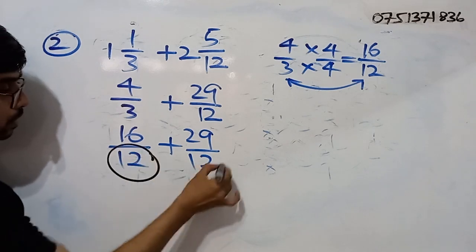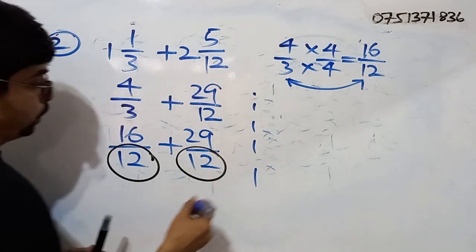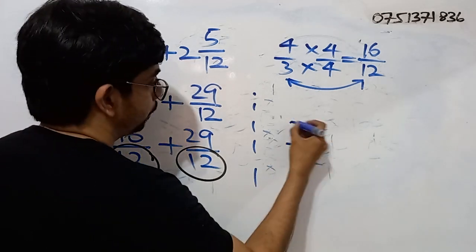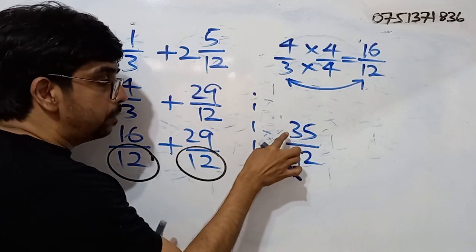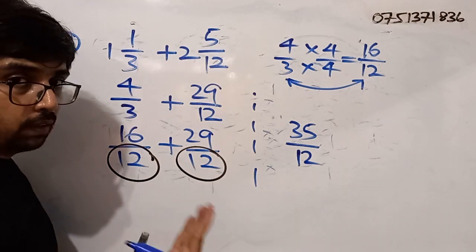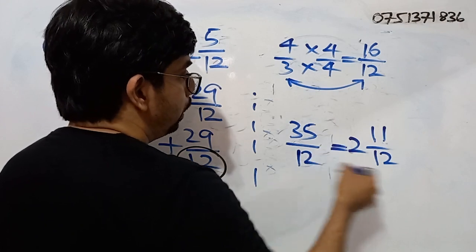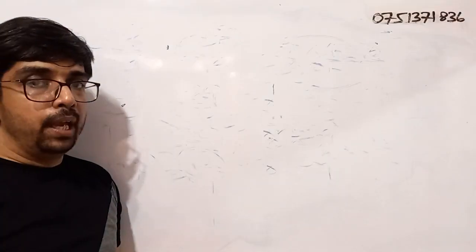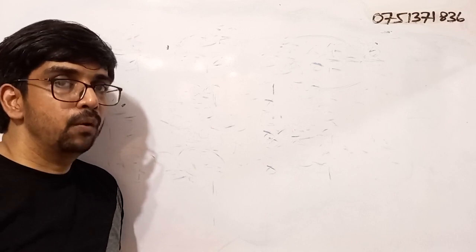We have two fractions where the denominators are equal, so we can add them. The denominator will be the same. What will be the numerator? 35. Just as before, we can't simply write 35 by 12 as the answer. We have to convert that into a mixed number. So when we convert 35 by 12 into a mixed number, we get 2 and 11 by 12. Okay, so now pause the video and complete exercise 1.